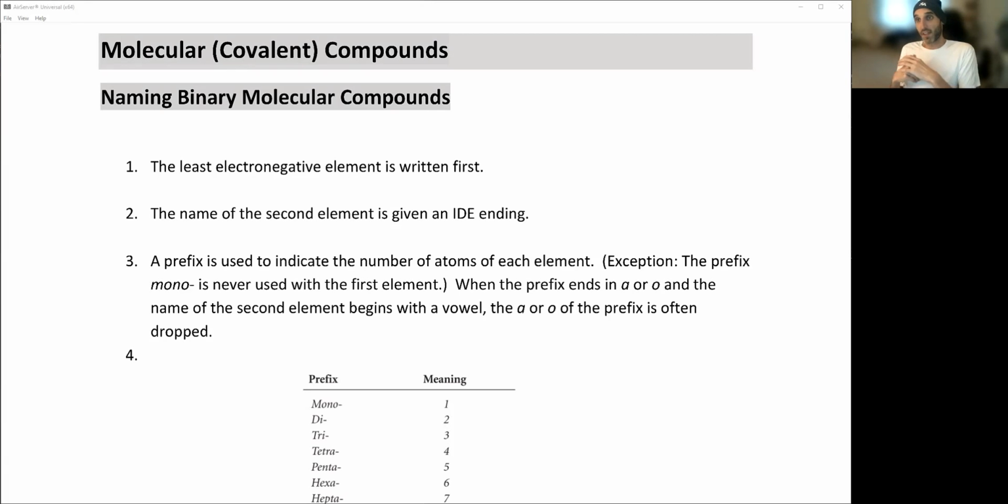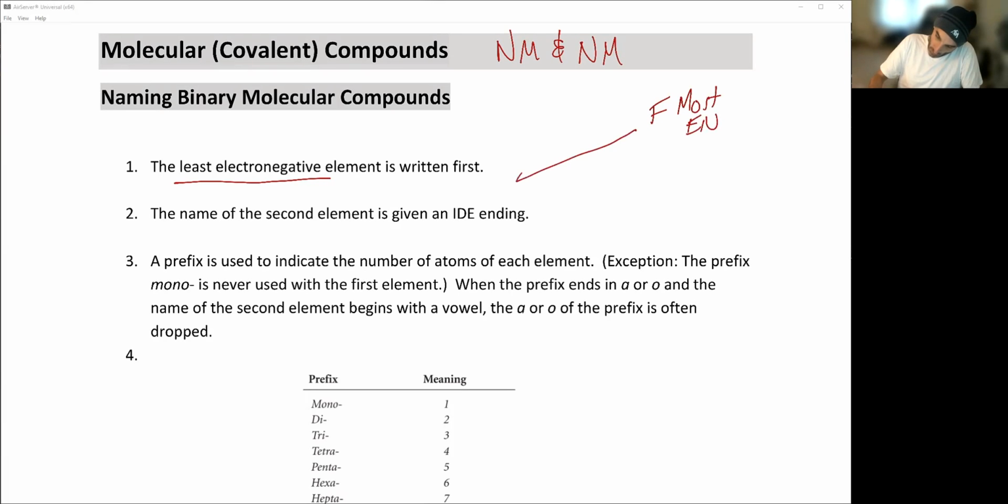All right, so covalent compounds, these are nonmetals and nonmetals combined. So when we're binary, this is actually super easy. First of all, the least electronegative, or the more electropositive, is written first. And if fluorine is the most electronegative, read least electronegative as furthest from fluorine. The one that's furthest from fluorine is the one that's going to be written first.